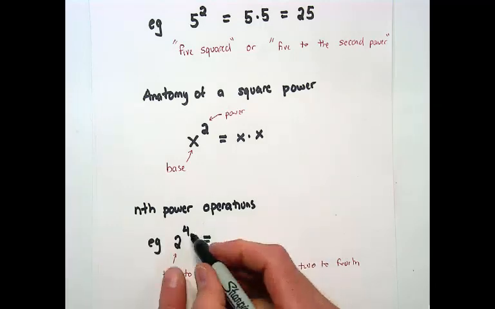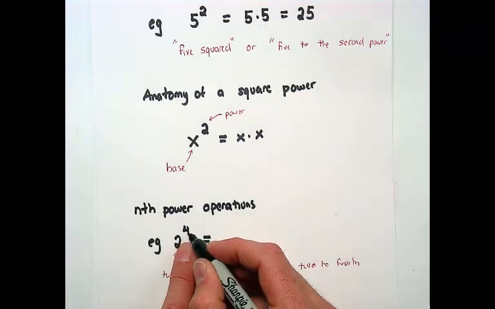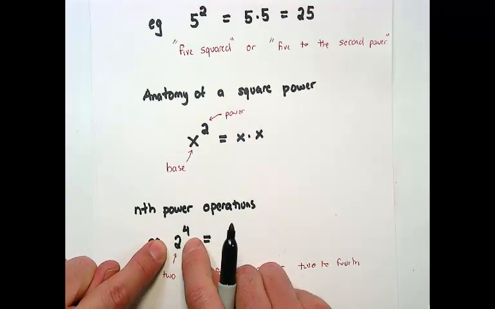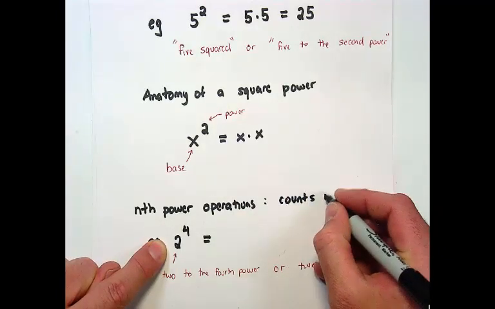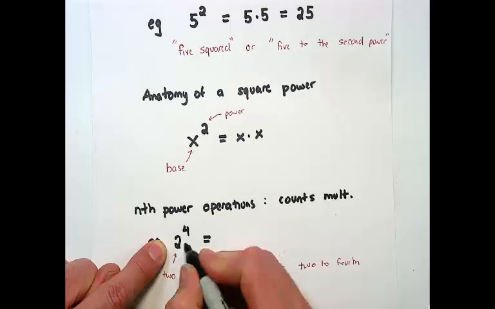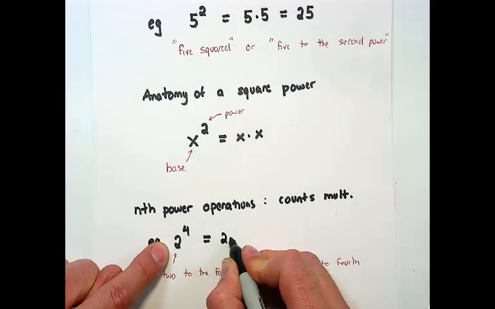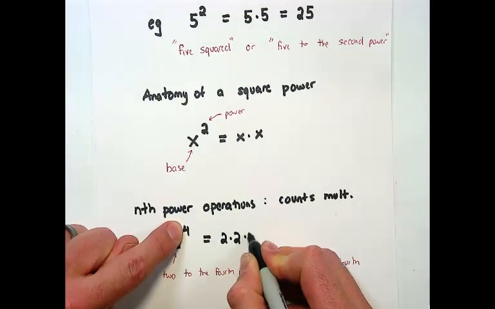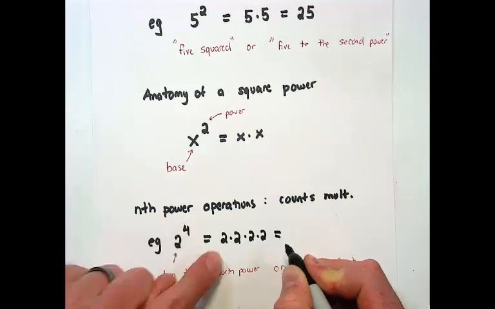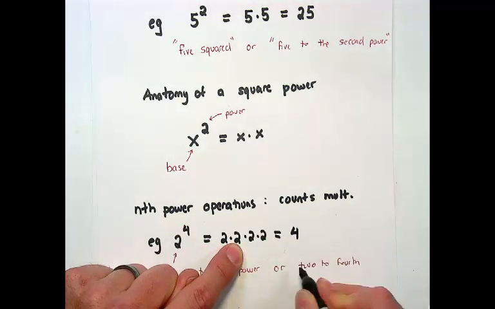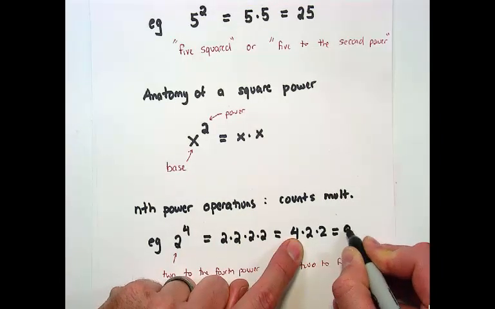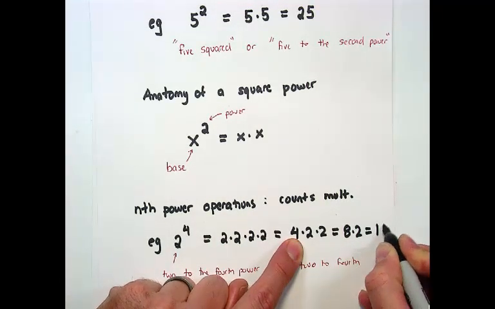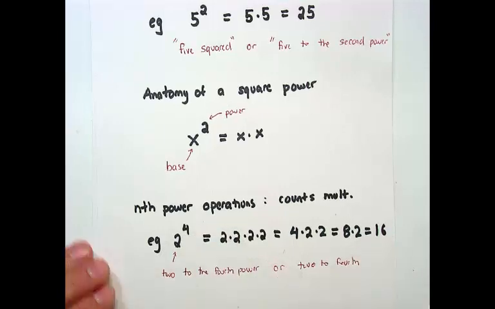And again, we're going to say that 2 is the base, 4 is the power. This operation counts multiplication. So we're going to multiply the number 2 by itself how many times? Well, it must be 4 times. Of course, 2 times 2 is 4, times 2 is 8, times 2 is 16. 2 to the 4th is equal to 16.